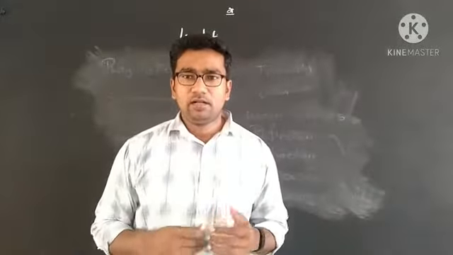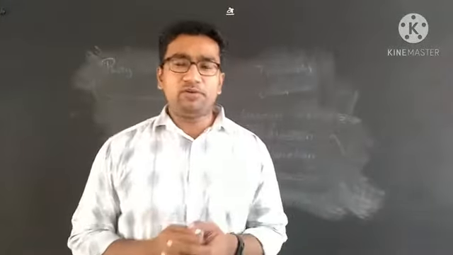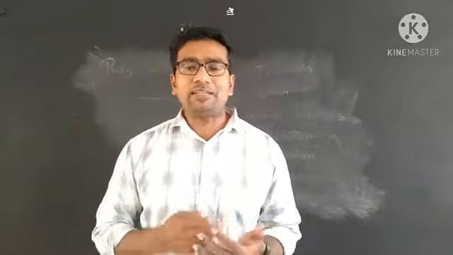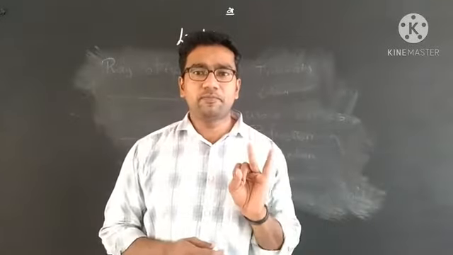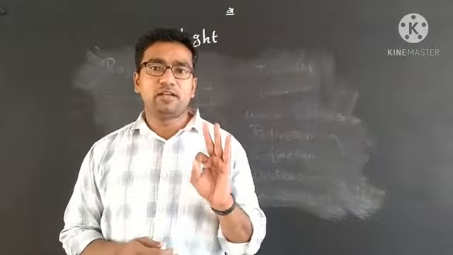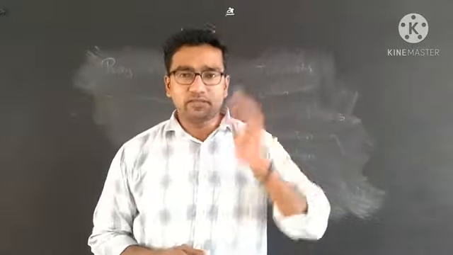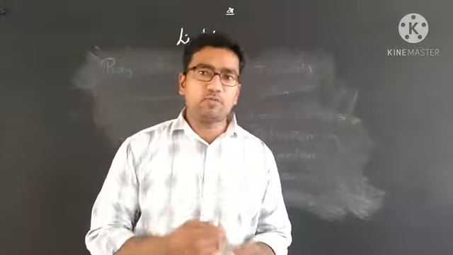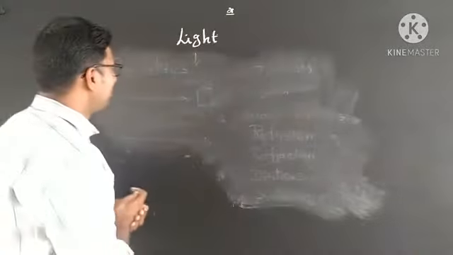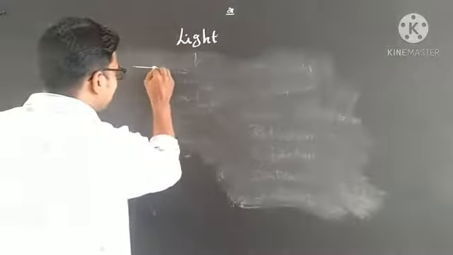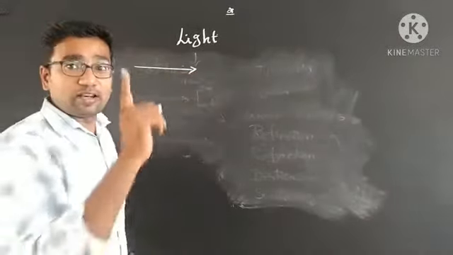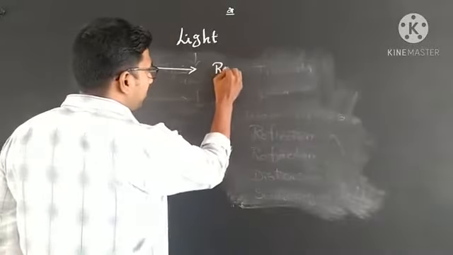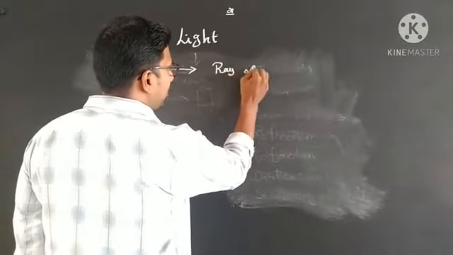Okay, the light phenomenon has four factors: reflection, refraction, dispersion of light, and scattering of light. Let me see one by one. The path of the light is called a ray of light.